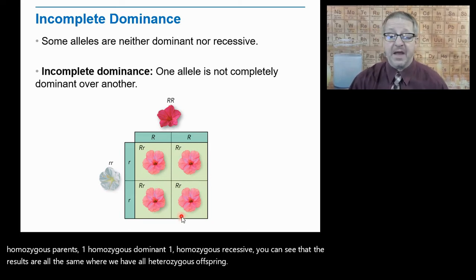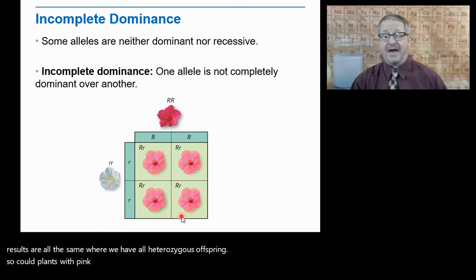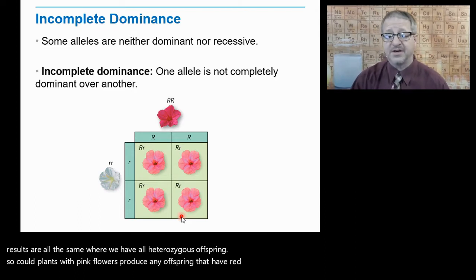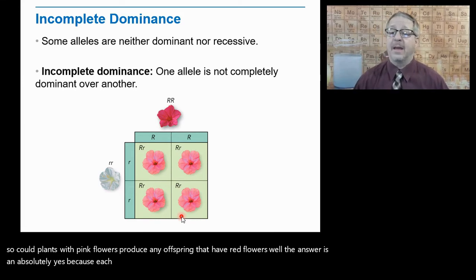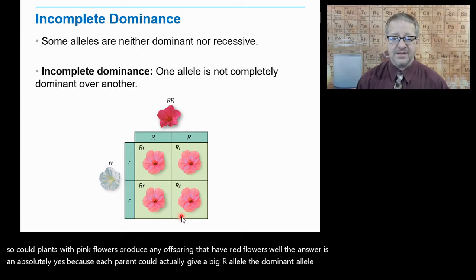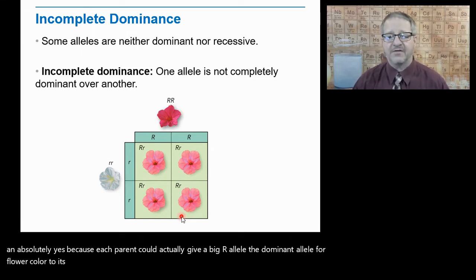So could plants with pink flowers produce any offspring that have red flowers? Well, the answer is an absolute yes, because each parent could actually give a big R allele, the dominant allele for flower color, to its offspring, which would make that offspring homozygous for red color.